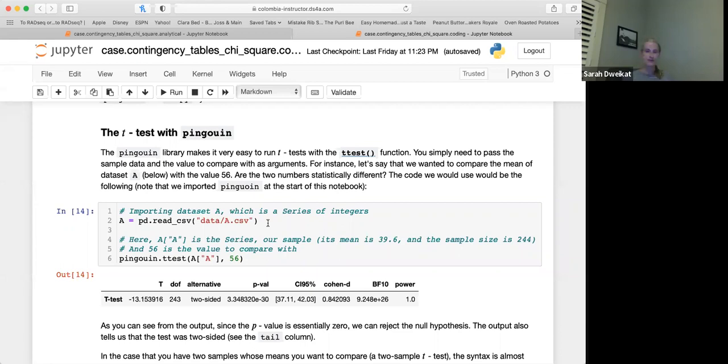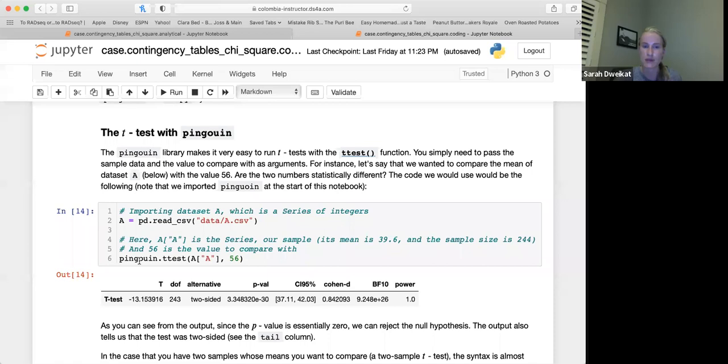So what we're saying for our t-test is we've taken a sampling, right? We have this data, we have 244 counts. And we're saying, is the mean of those 244 data points statistically different from 56? That's a 1 sample t-test, right? Because we're just saying, is the mean of those values from A statistically different from 56? The way we do this is it's just 1 line of code, really.